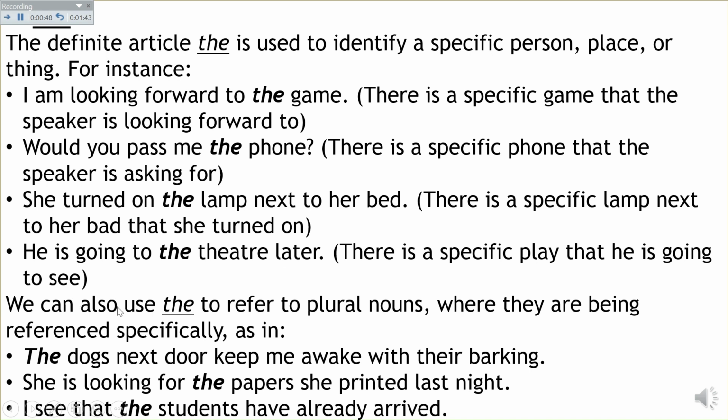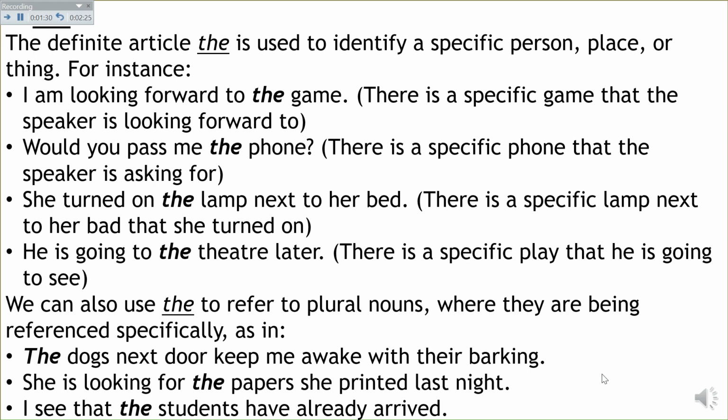But we can also use the to refer to plural nouns where they are being referenced specifically, as in, the dogs next door keep me awake with their barking, right? So this means plural dogs, so we use the. She is looking for the papers she printed last night. So this is papers, plural, so we use the. I see that the students have already arrived. So the students are plural, so we use the. In the same way, the poor, the elderly, that means plural. So that's how the is used with plural nouns.